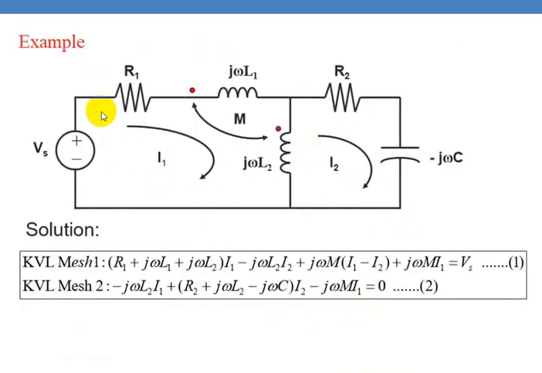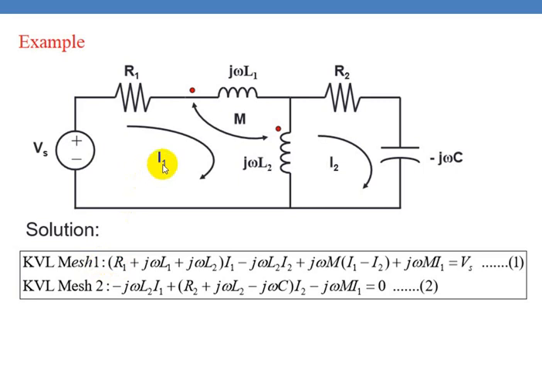Example 2. Now let us write the equations for the circuit. This circuit has a voltage source Vs, resistance R1, and two coils L1 and L2. They are coupled, and the mutual inductance is M. In this mesh we have R2 and j omega C, these two elements, and the current directions: I1 is the first mesh current, and I2 is the second mesh current. I will write the equation for the first mesh.